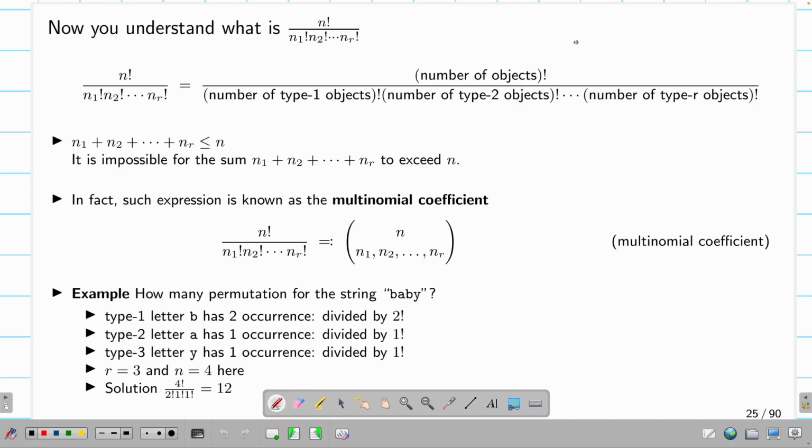So I have a bunch of objects. I will put the number of objects on the top and take a factorial. And then for each type of repeated objects, I will have the factorial in the bottom, until I have gone through all the types of repeated objects. Okay, so this is the formula for repeated objects in a permutation. And magically, this thing actually is the multinomial coefficient.